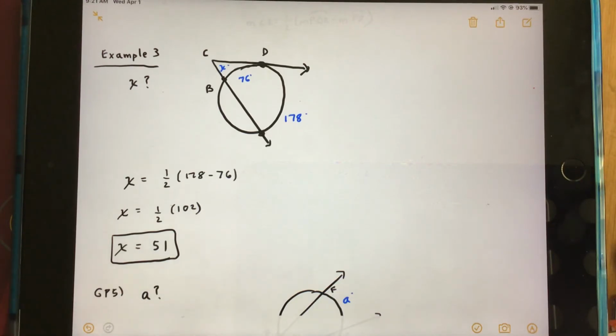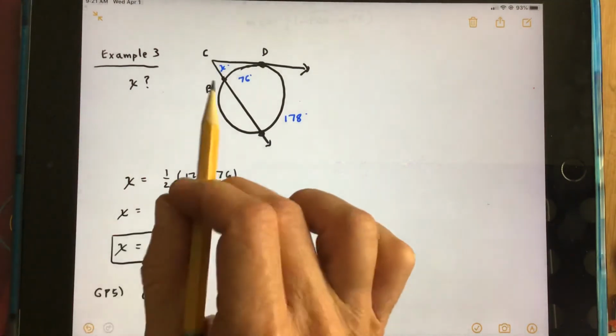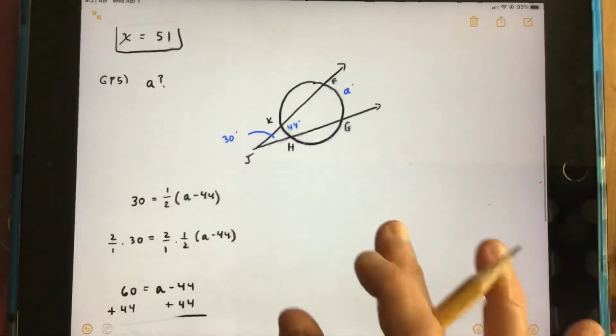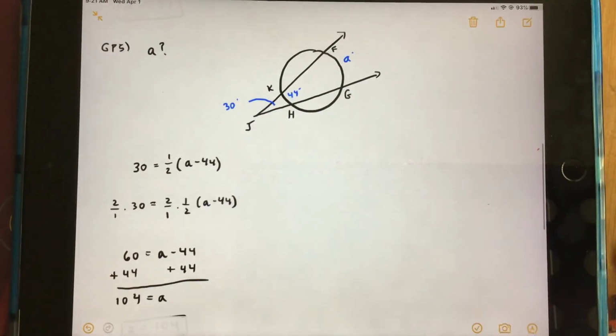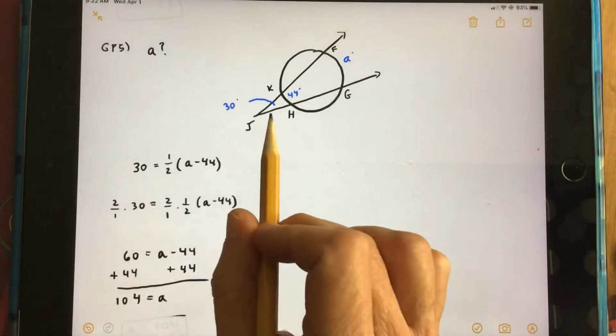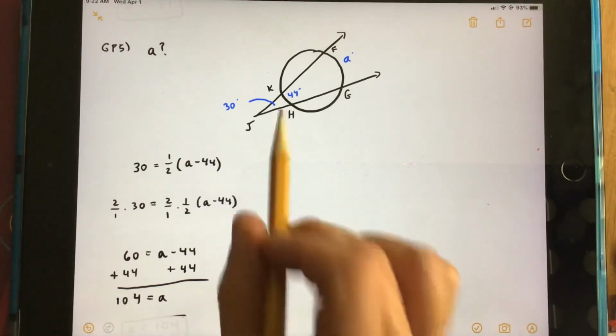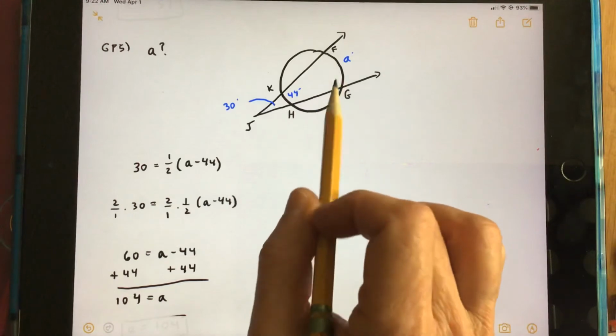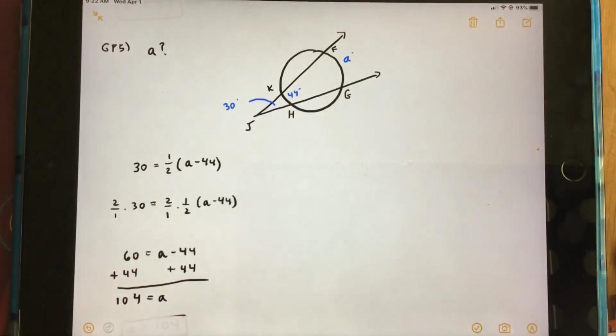So we're always going to find the difference of the intercepted arcs, and then we will calculate half of that quantity, and that will give us that outside angle. Guided Practice 5, which will be our last guided practice problem today, asks us not what's the measurement of this outside angle. They tell us it's 30 degrees. But our job is to find what is the number of degrees of this intercepted arc. What is the measurement of A?